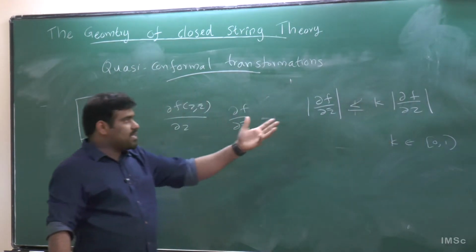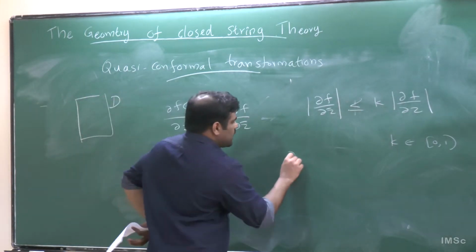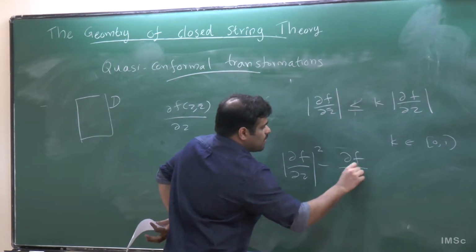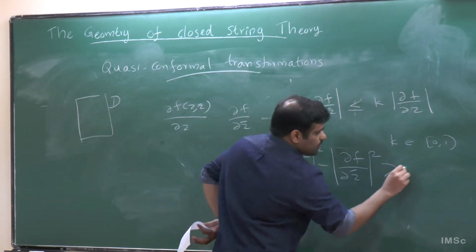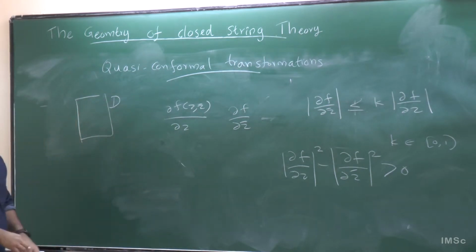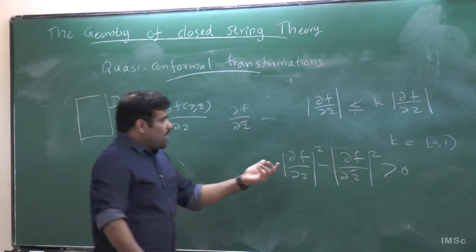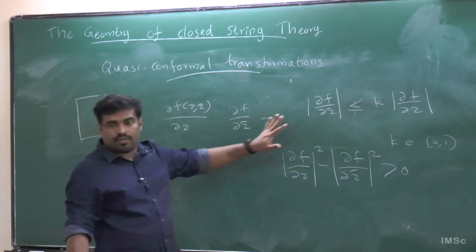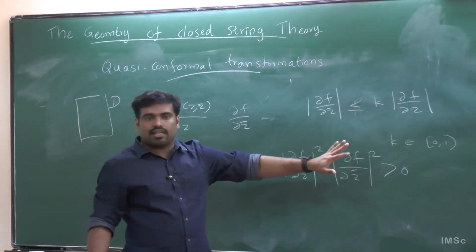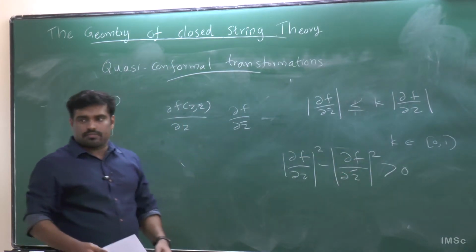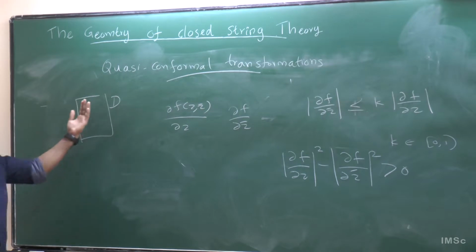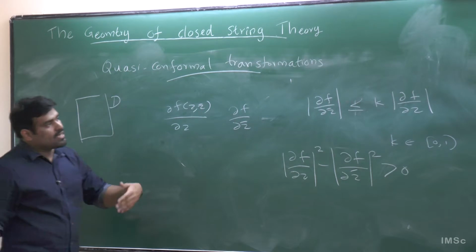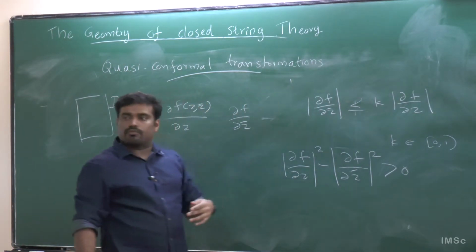What does this mean? This means that if I compute mod del f by del z squared minus mod del f by del z bar squared, it should be greater than 0. And what is this? This is the Jacobian of the transformation f. So you want all those transformations on the domain D that won't change the orientation of domain D. Such a transformation is known as a quasi-conformal transformation. You can change domain D to something else without changing its orientation. All such general transformations are known as quasi-conformal transformations.